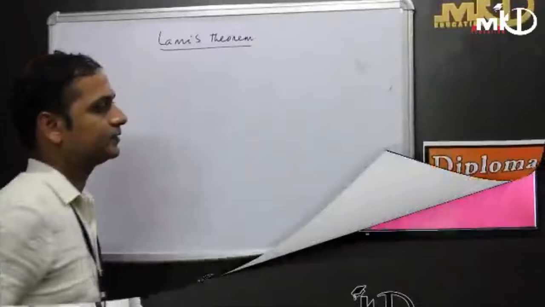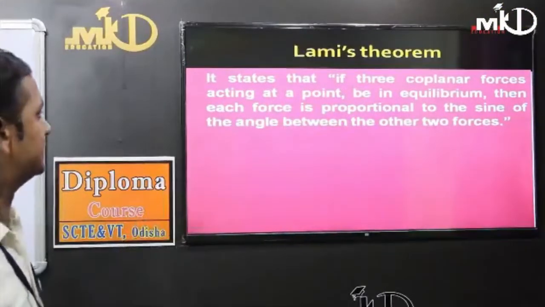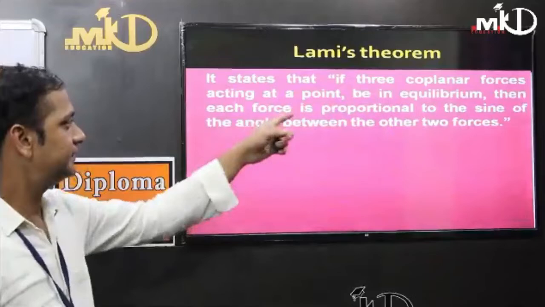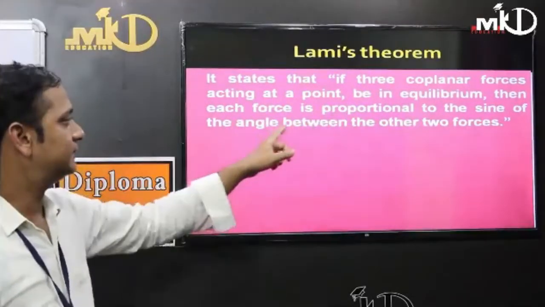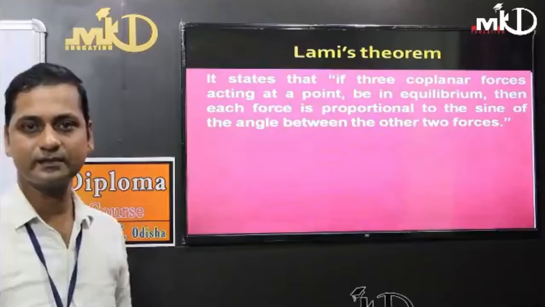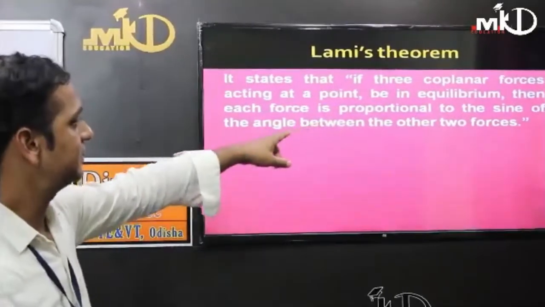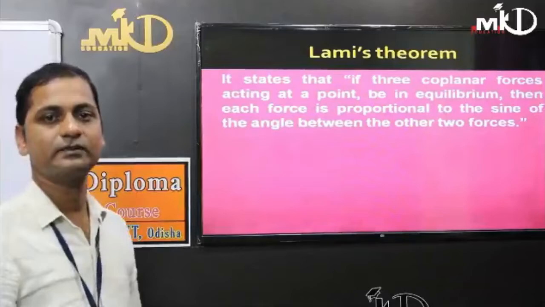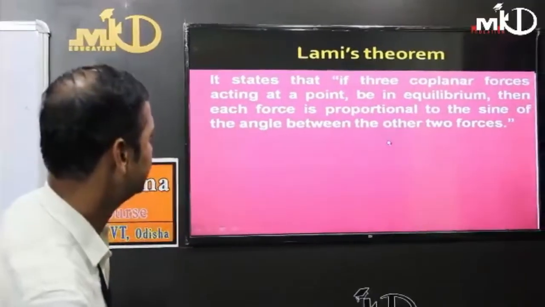Lami's theorem. We know that if three coplanar forces are acting at a point B in equilibrium, then each force is proportional to the sine of the angle between the other two forces. That is the statement, and in the previous video we have already discussed this statement. So now we have to derive that. We will do the derivation. So now come to the derivation part.